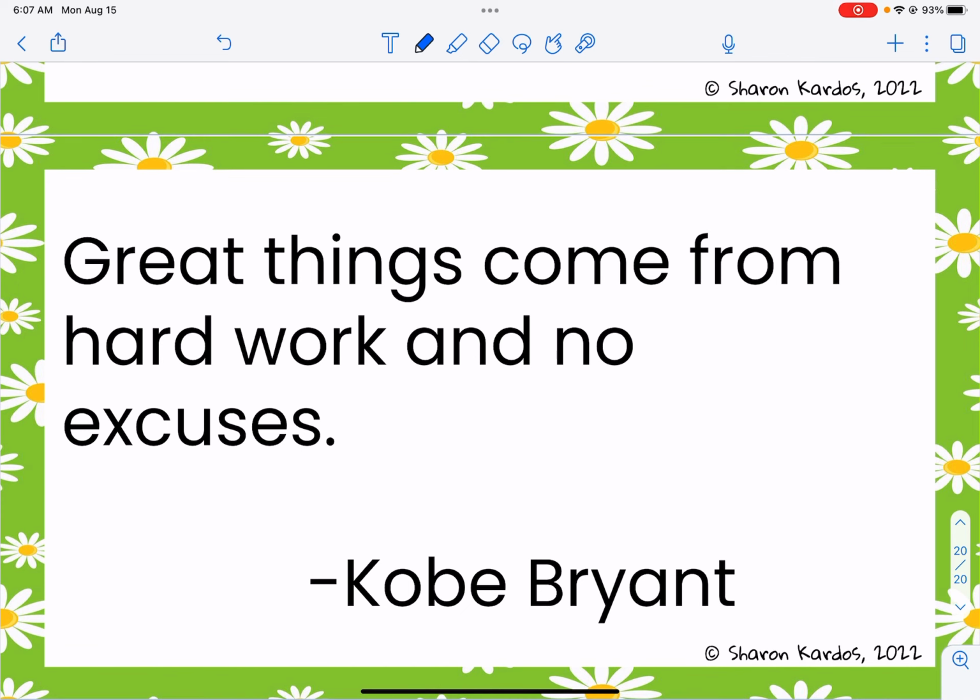And just a quick quote to remind you and take you on your way to motivate you through the rest of the day. Great things come from hard work and no excuses. And that quote is attributable to Kobe Bryant.